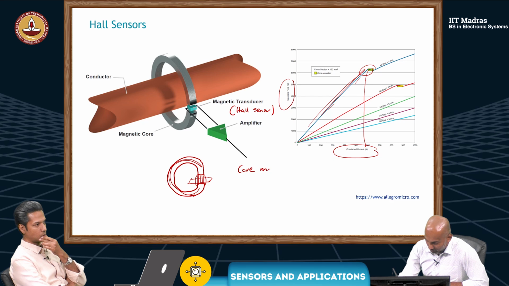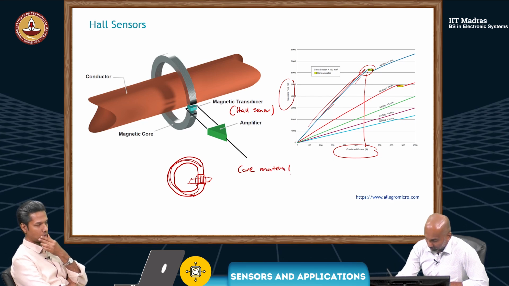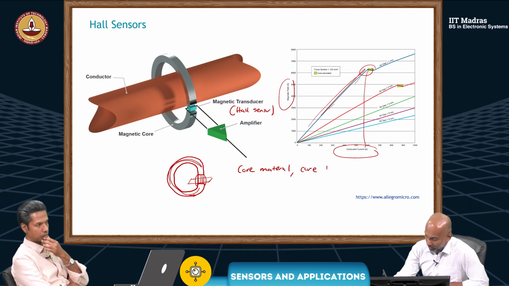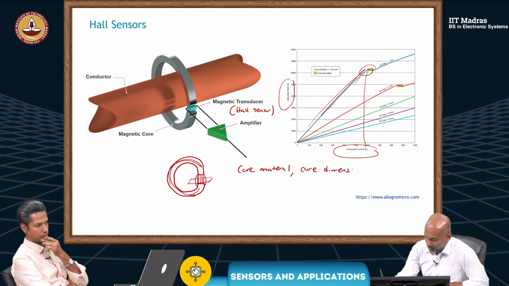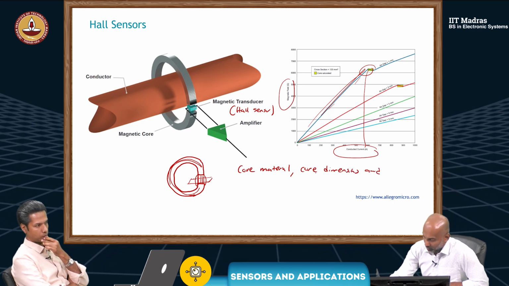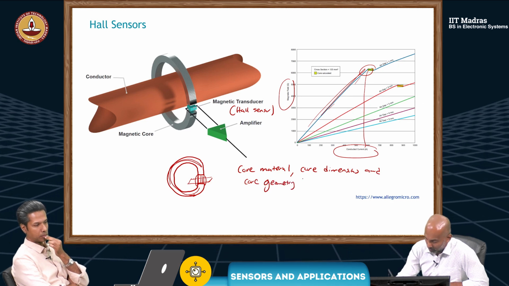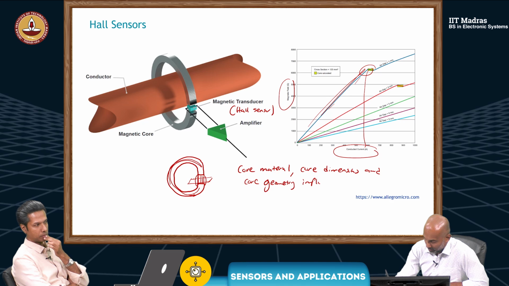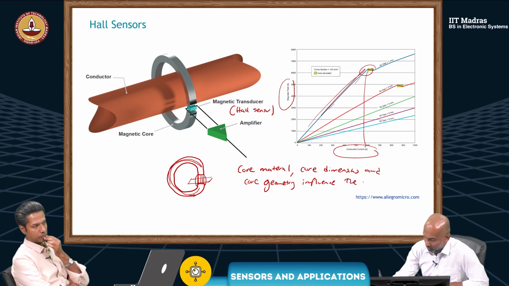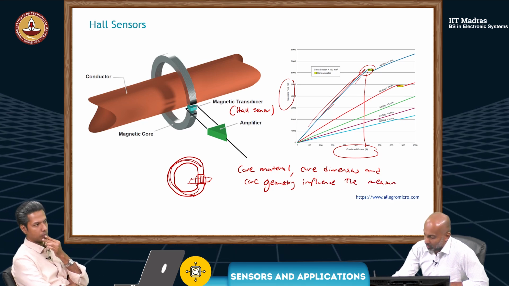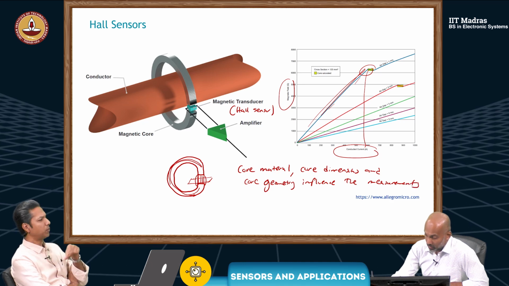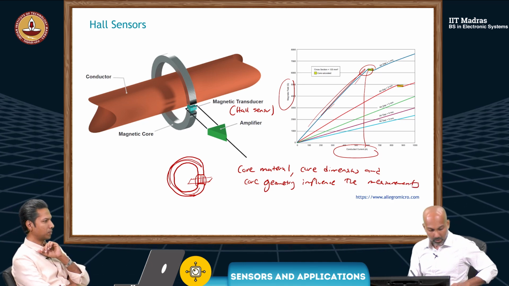Which means that the core material, core dimensions, and core geometry influence the measurements. Okay. Now, the previous diagram.